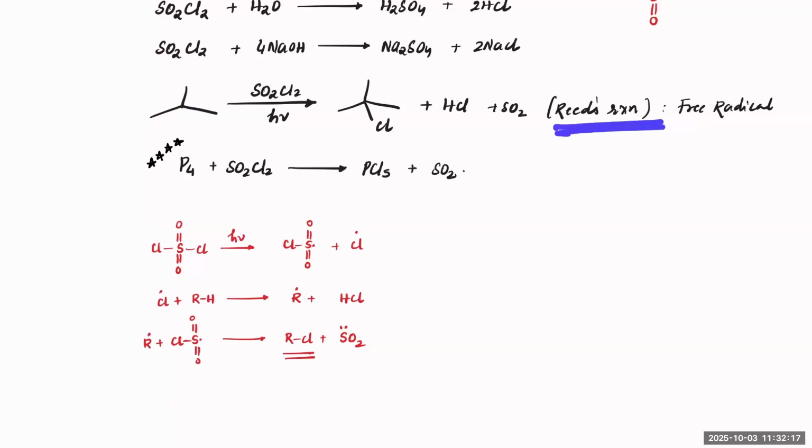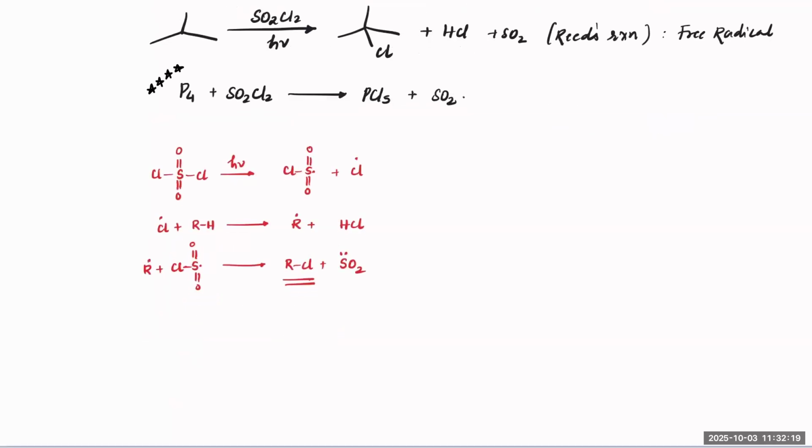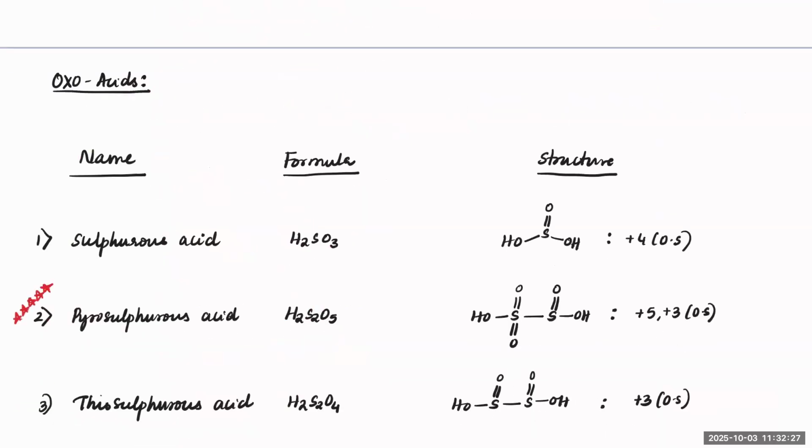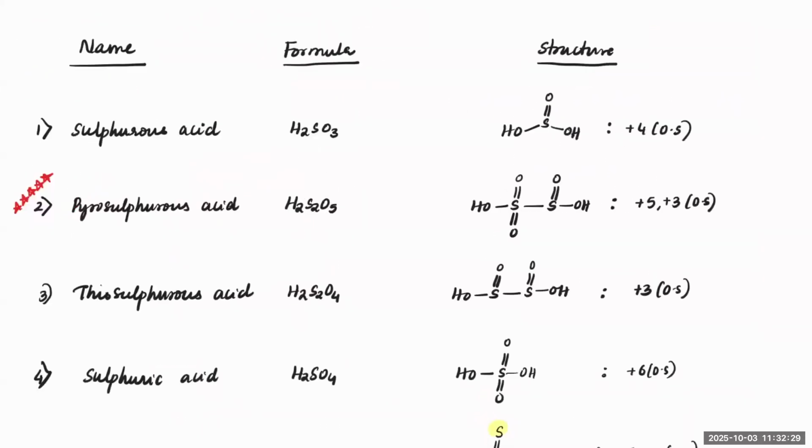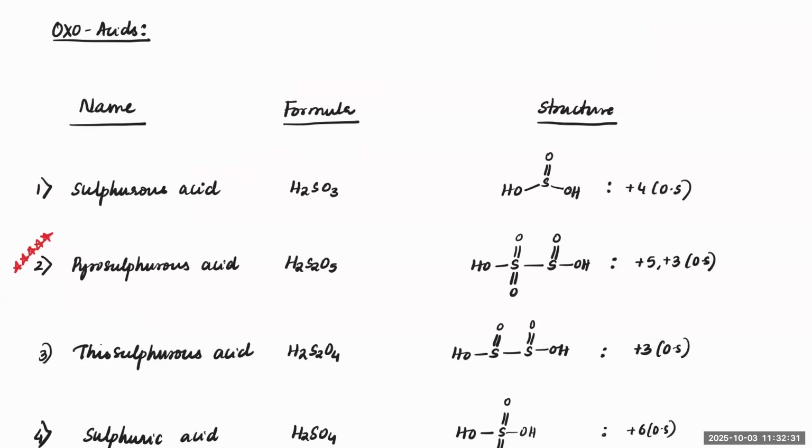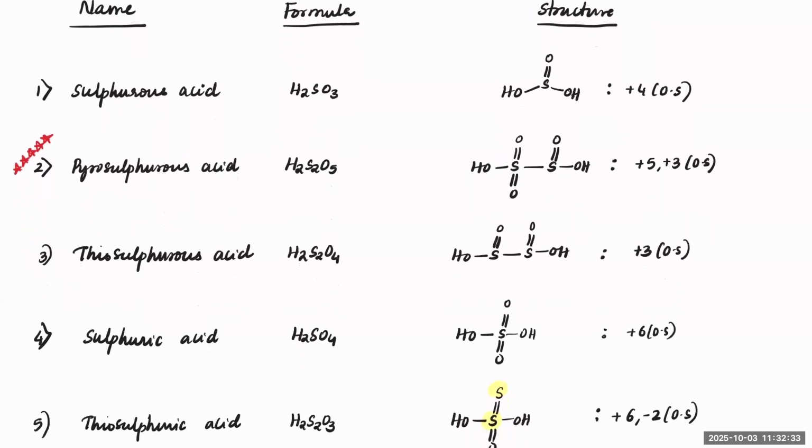In organic, we call it Reed's reaction. Next, SO2Cl2 plus P4 will convert into PCl5 and SO2. These are some reactions which you need to know. Now, what are the oxo acids for group 16?